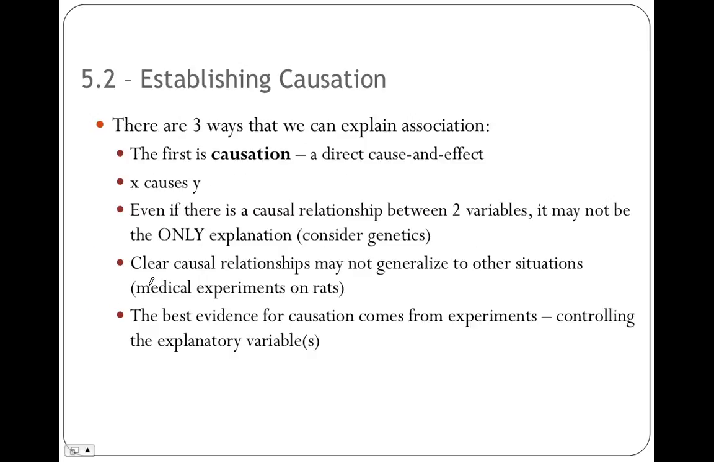So, in fact, there are 3 ways that we can explain a correlation or an association between two variables. Okay? The first is causation. That is a possibility. X causes Y. Now, even if we do have a causal relationship between two variables, it may not be the only explanation.